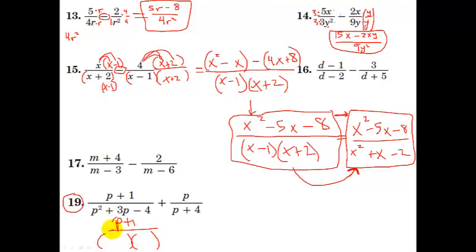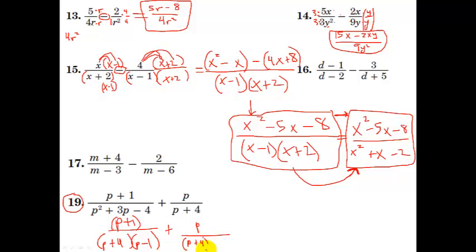Okay, so what do I have? I've got p and p multiplies to negative 4, adds to positive 3. That's going to be a p plus 4 and a p minus 1. So the p's don't cancel. That's all right. Over here I've got a p, and then I've got a p plus 4.